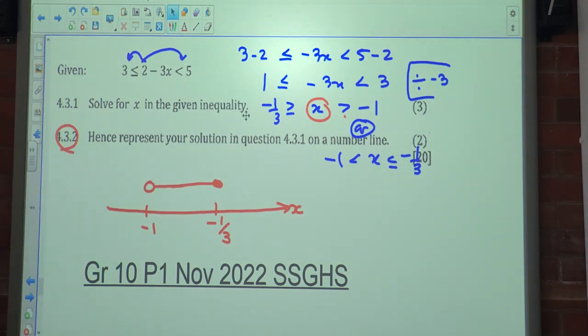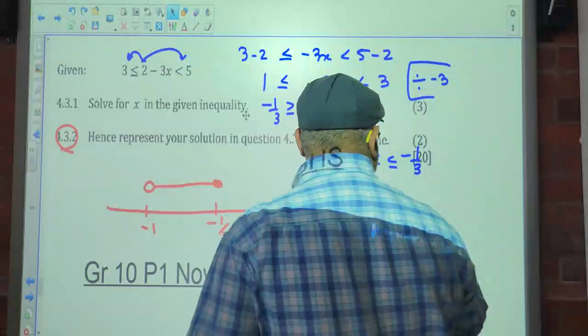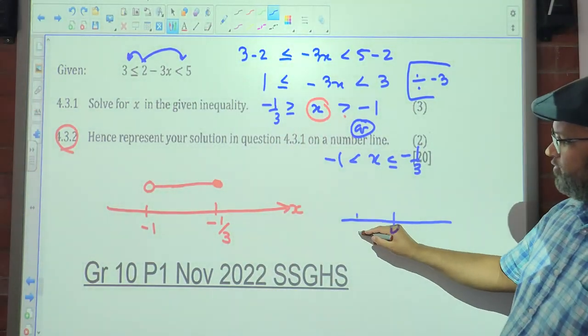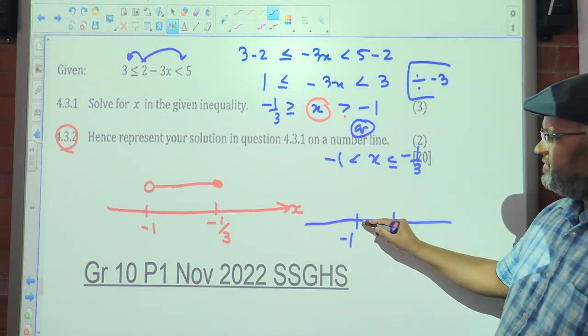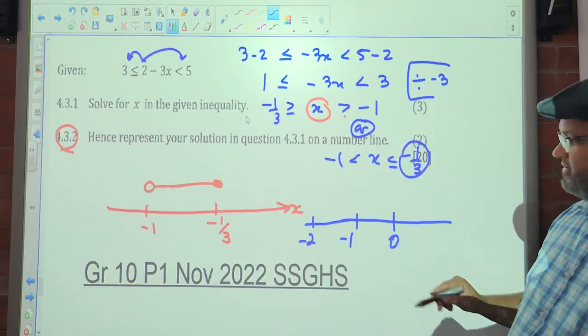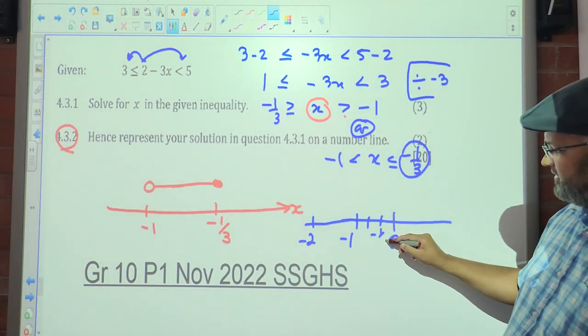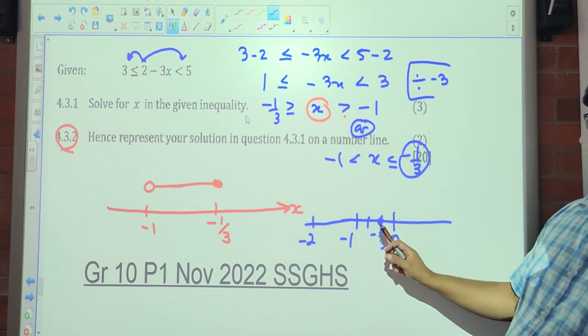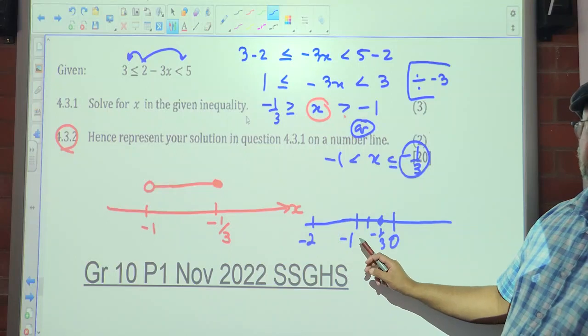Can you do it the other way around since negative a third is smaller than negative 1? It's not. How is negative a third smaller than negative 1? Look at your number line: 0, 1, minus 1, minus 2. Where would negative a third lie on this number line? Here, miss. There's negative a third here. So which one is smaller? Negative 1. Did you see that?